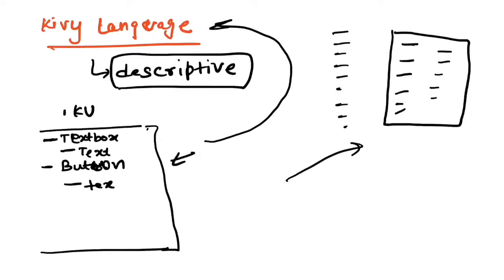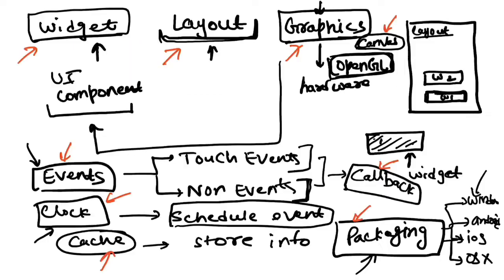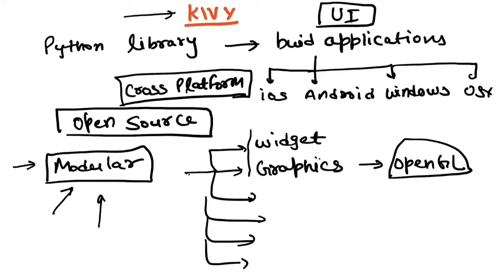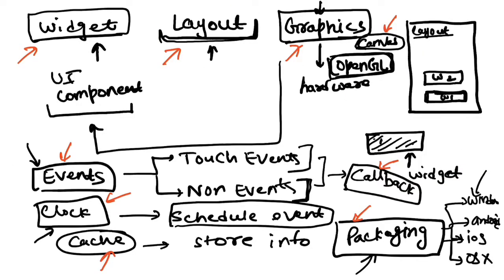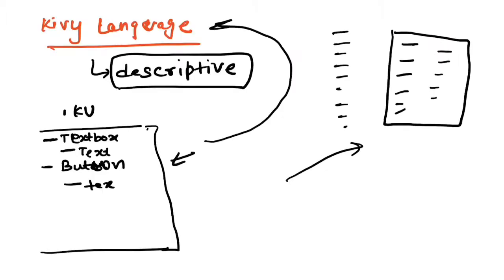So that is all which I wanted to cover for Kivy. We discussed what Kivy is, then we talked about how this Kivy module in Python is structured in terms of different modules, and we briefly touched upon Kivy language also. So if you're a Python developer and want to build your UI application, Kivy is the library to go for. It's free, it's open source. I hope you got the concept.